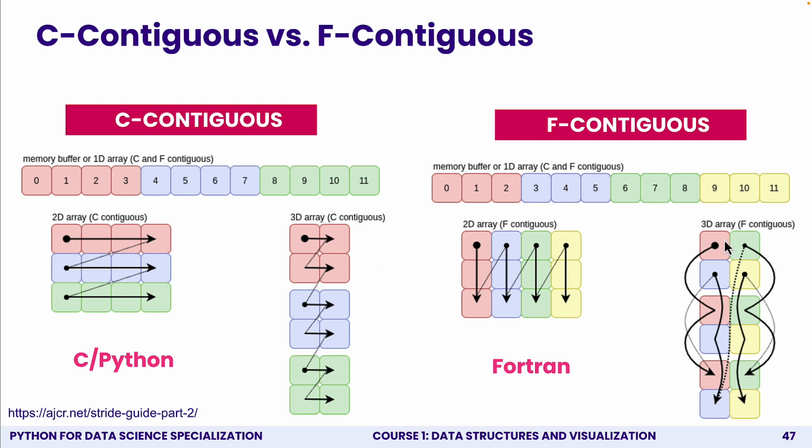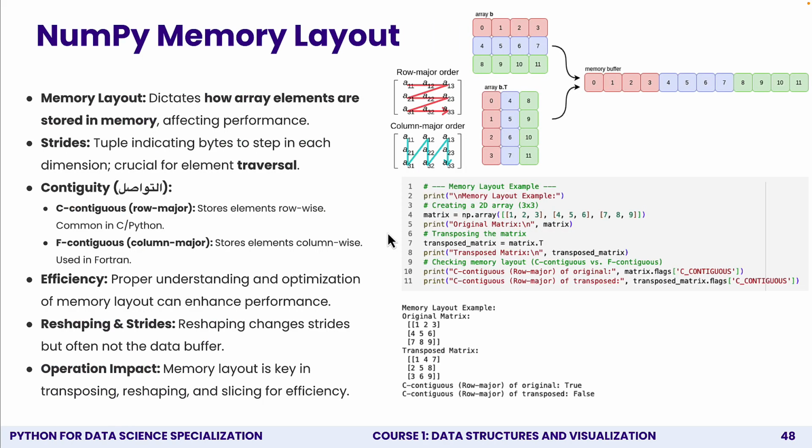In F contiguous, it's a little bit more complicated because it will store by columns. So look now, it will store this one, 0, 1, 2, and then the next one is blue, the next one is green, and then yellow, and so on. Look, jumping from one element to another is a little bit more tricky than in the C contiguous configuration.